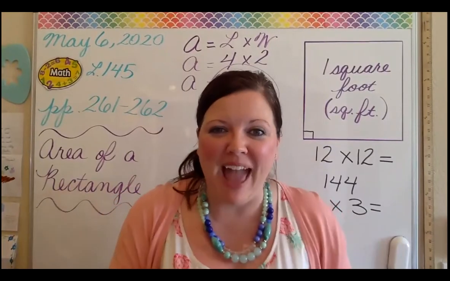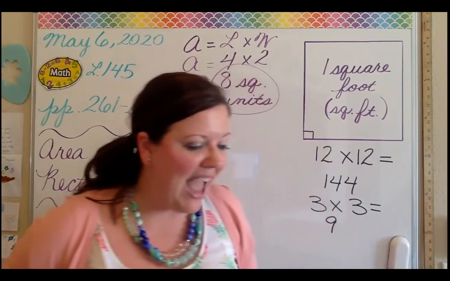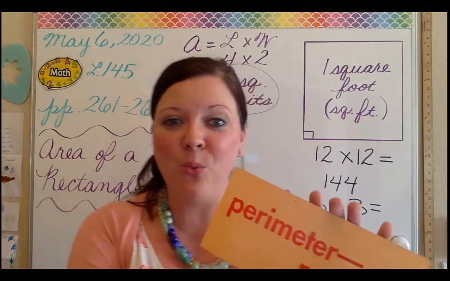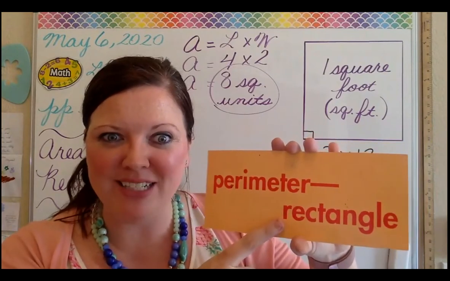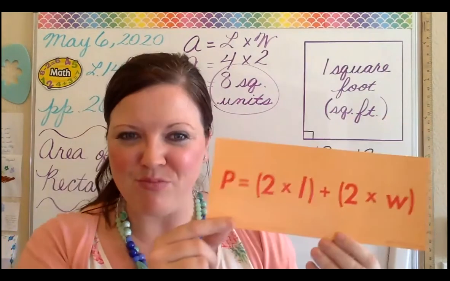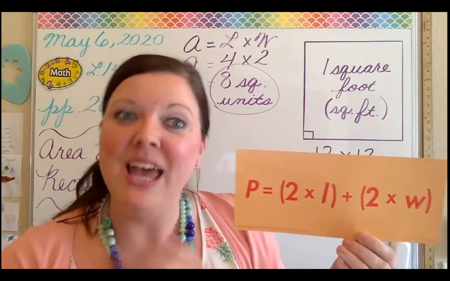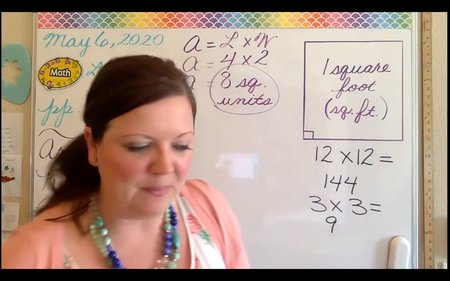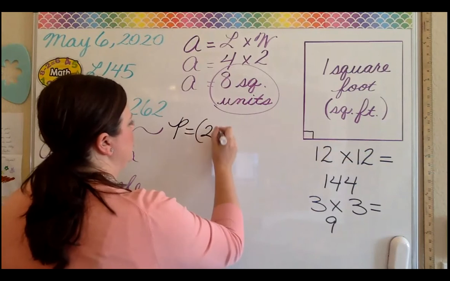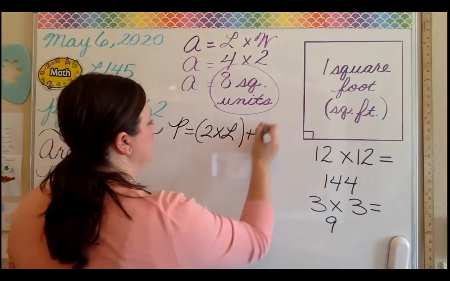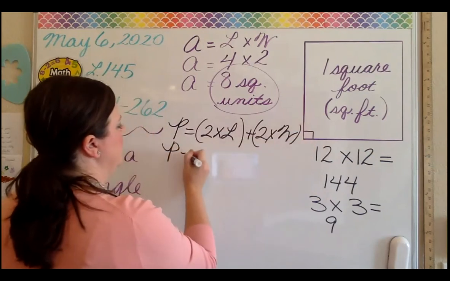Okay, turn to the back. We're going to do one problem together from the back, and the back is reviewing our perimeter formula on how to find the perimeter of a rectangle. Do you remember what that is? P equals 2 times L plus 2 times W. Let's go ahead and write that first. Here we go. P equals 2 times L plus 2 times W. I'm going to write it one more time.